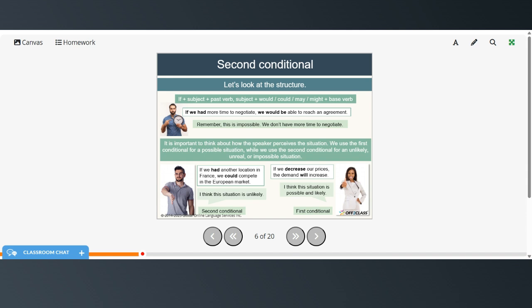So if we had another location in France, we could compete in the European market. But I think this situation is unlikely. If we decrease our prices, the demand will increase. I think that this situation is possible and likely. So that's the first conditional.